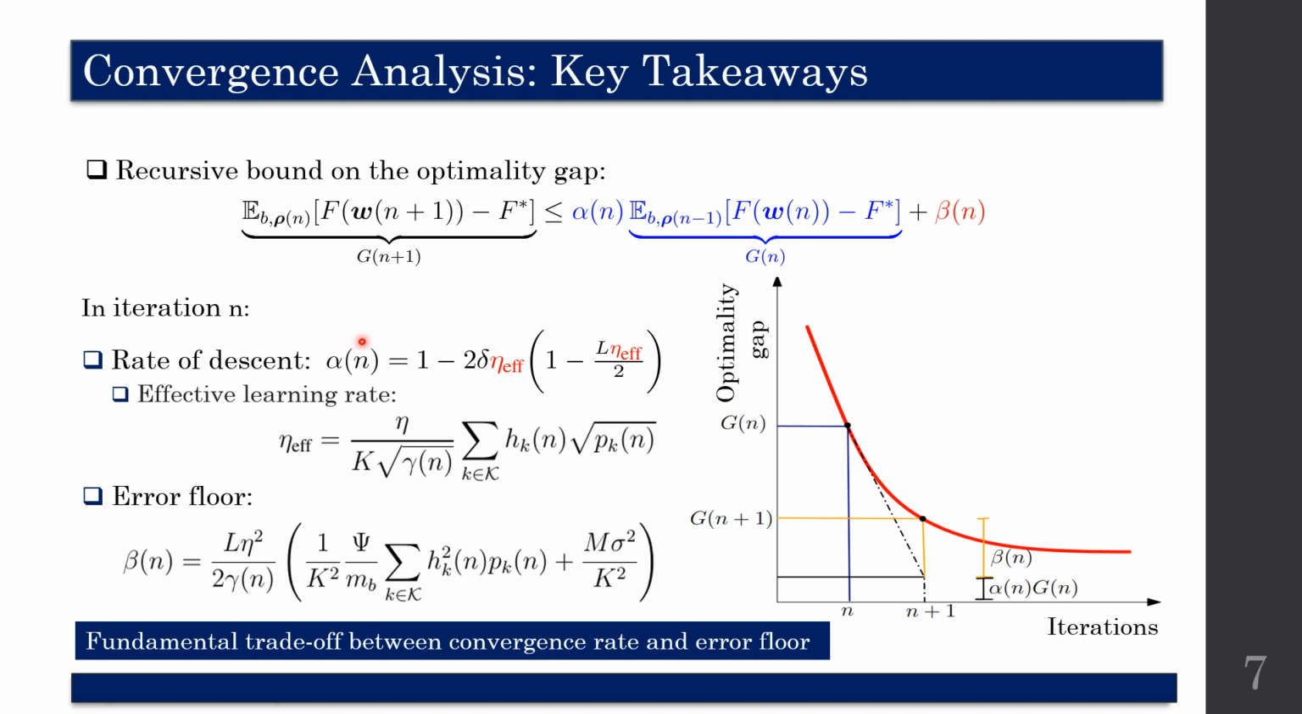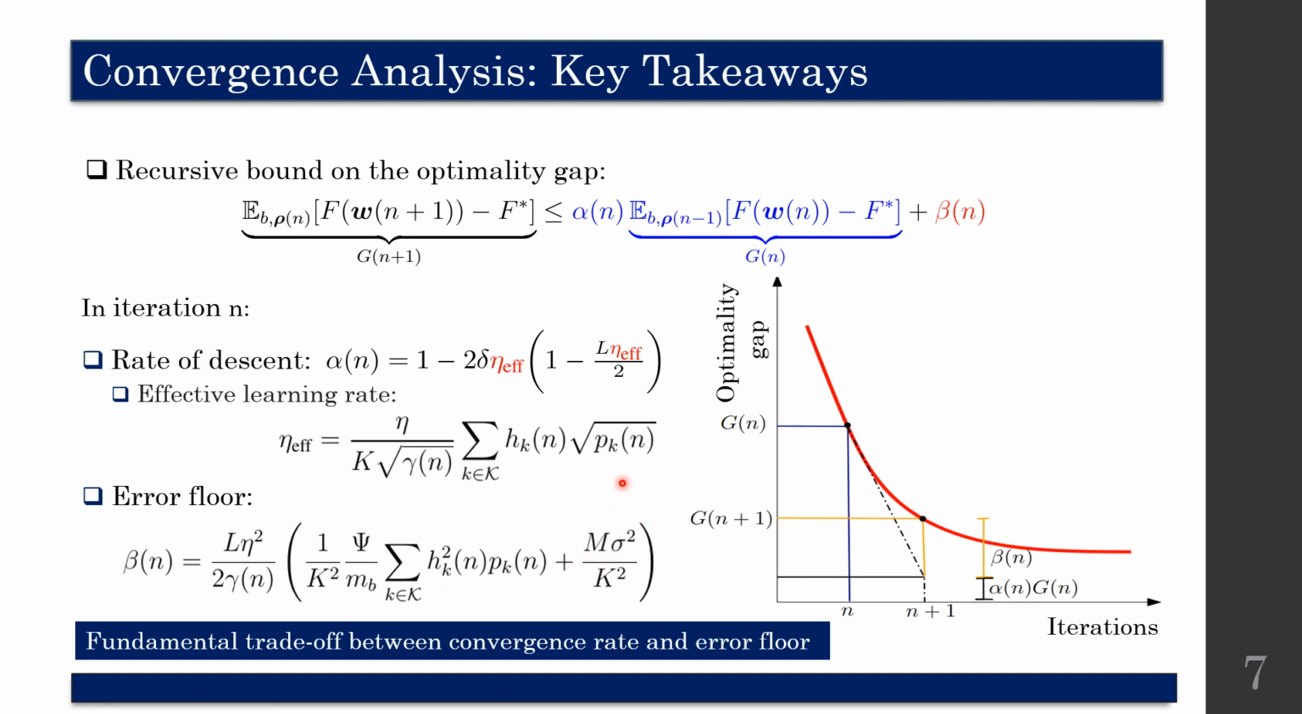The alpha n, we call it the rate of descent, that depends on these constants delta and L, which are specific to the global loss function. Additionally, it depends on this effective learning rate, which depends on the four parameters which I have talked about, that is the learning rate, the receiver amplification, the channel amplitude, and the transmit power coefficient. And the residual error, we term it as the error flow, which also depends on these four factors. Alongside with that, it also depends on the batch variance and the noise variance.